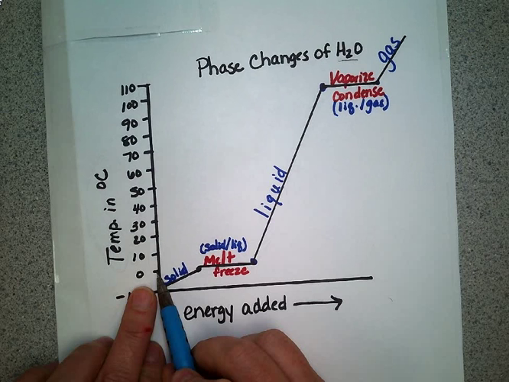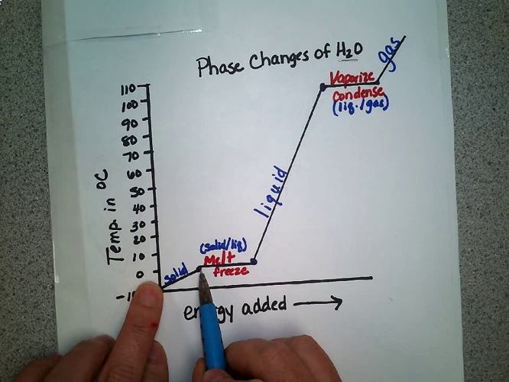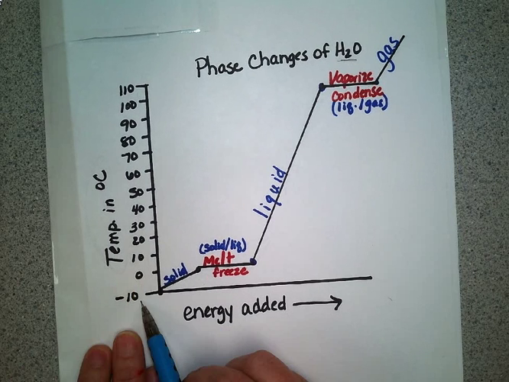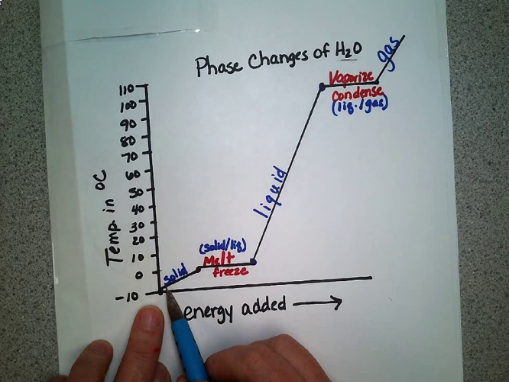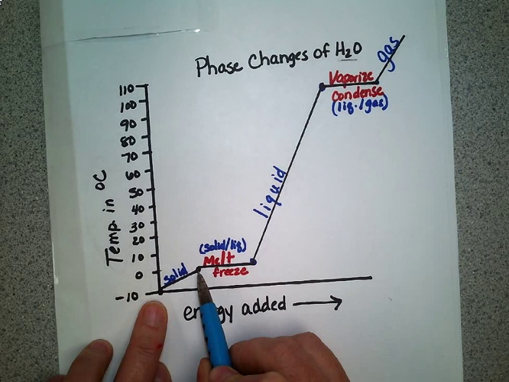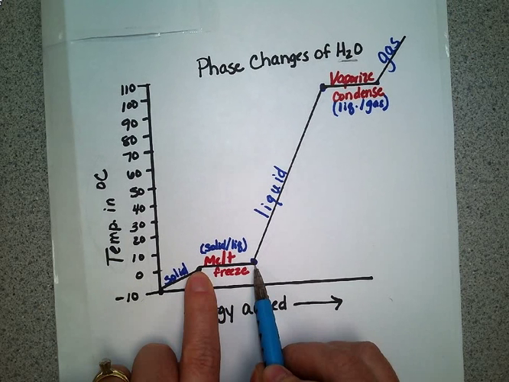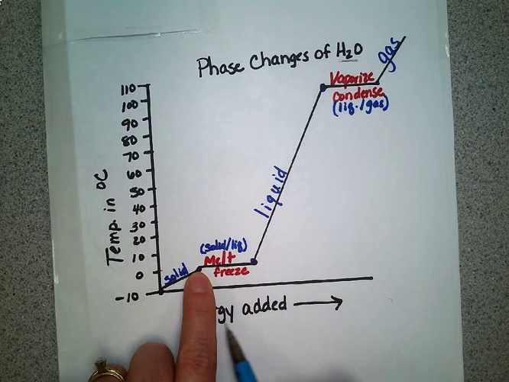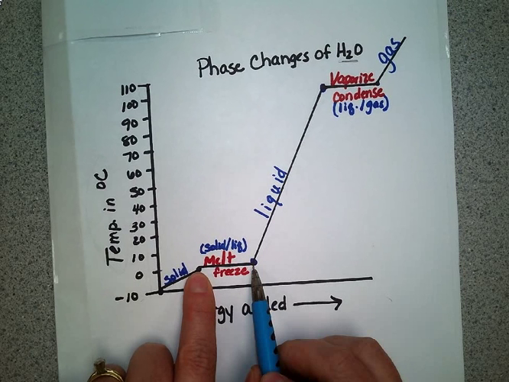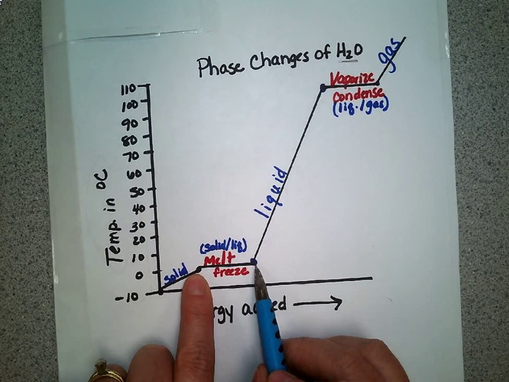So you notice what I did here. I started at -10, I went to 0, and I made my slanted line, and I labeled that a solid. And then I went from here to here. It doesn't really matter how large you make that space. It's all going to depend on how quickly you add this energy. And this part here is going to be your melting point, generally.